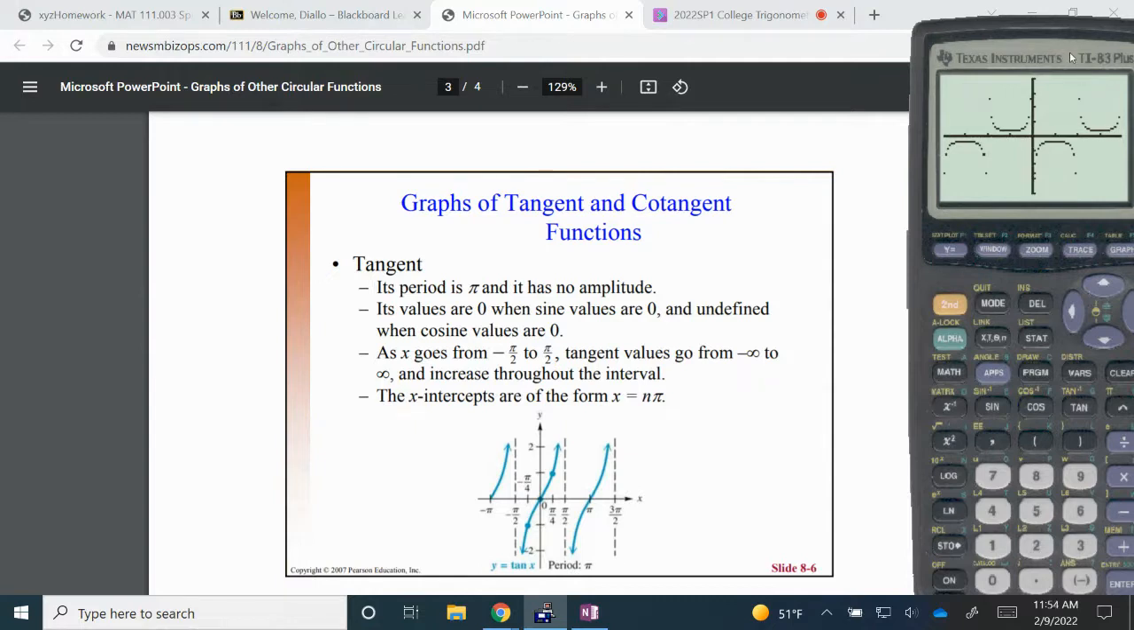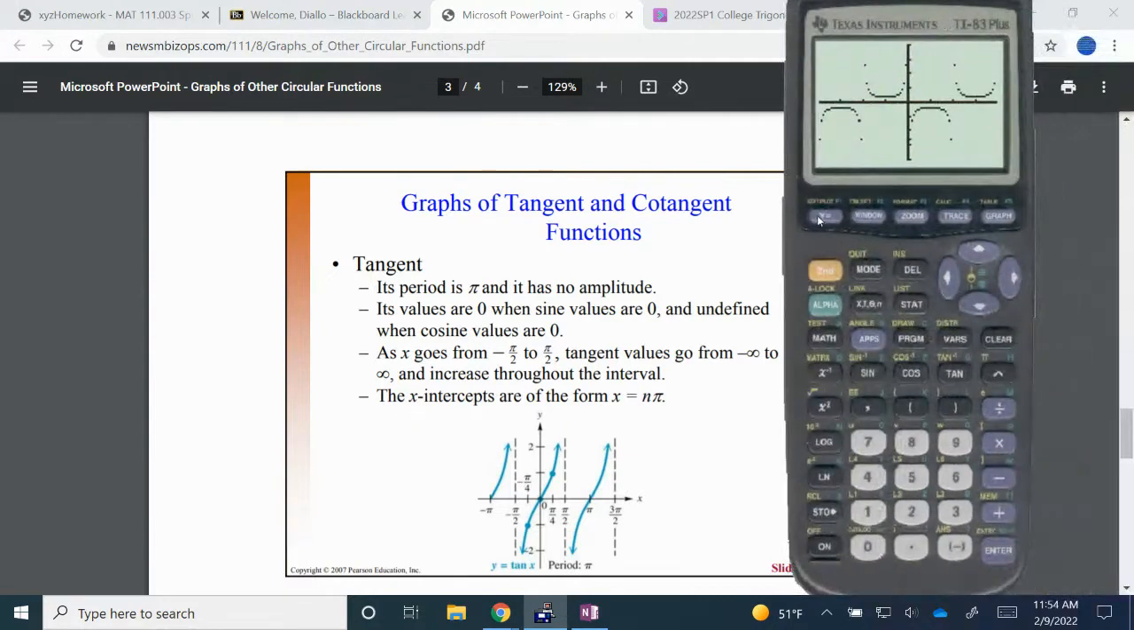Right? So really quick, I'm going to graph this in the calculator. So I'm going to just clear out the y sub 1 function, and I'm going to enter in the tangent of x.